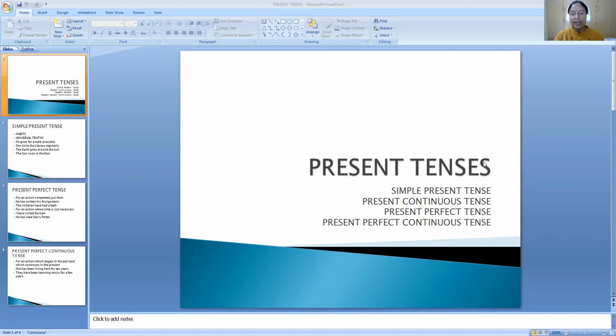And you might all be aware that there are 4 different kinds in the present tenses itself. One is the simple present tense. The second is the present continuous. The third is the present perfect tense. And the fourth is the present perfect continuous tense. So today we are just going to learn how to differentiate between these 4 tenses, which all belong to the category of the present tense. So let me go to the next slide, my dear friends.